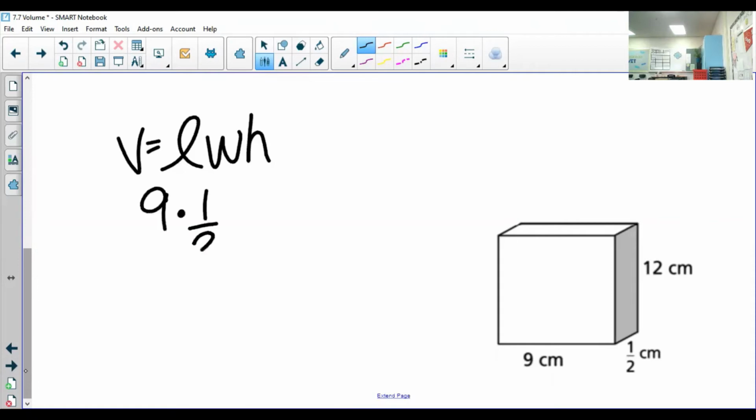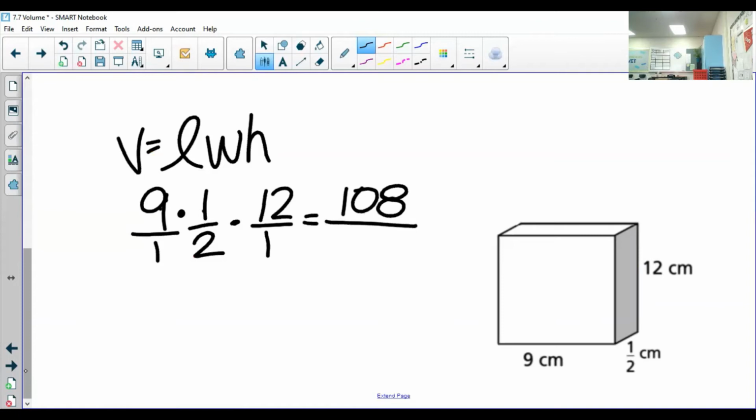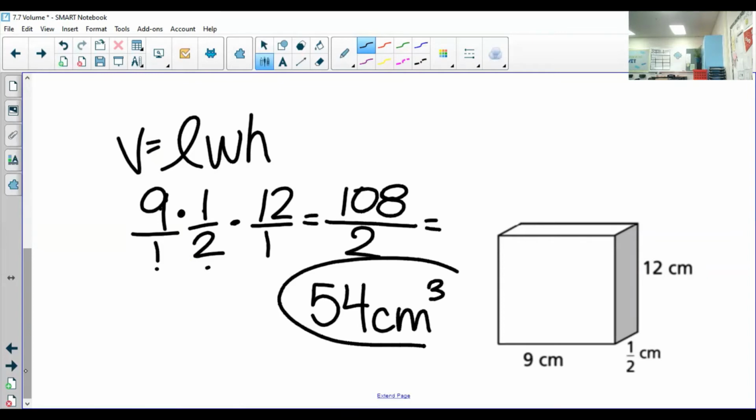9 times 1/2 times 12. Okay, now don't let this fraction freak you out, because what are we going to do? How do we turn whole numbers into fractions? Just put them over 1. And how do you multiply fractions? Straight across. So 9 times 1 is 9. 9 times 12 is 108. So I multiply straight across. And then on the bottom, I do 1 times 2, 2. 2 times 1 is 2. So now I have 108 over 2, which a fraction is just a division problem. So if I divide that, I'm going to get 54 centimeters cubed. And that would be the volume for that prism.